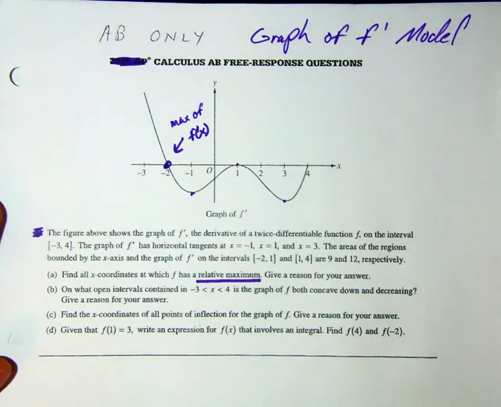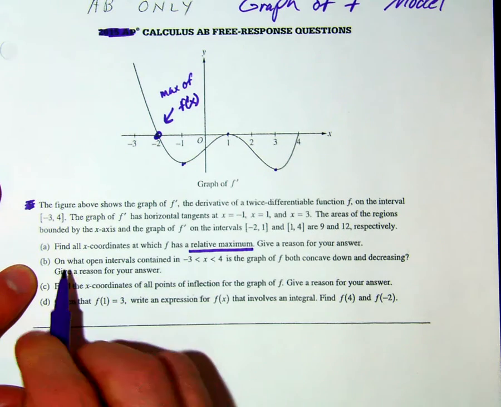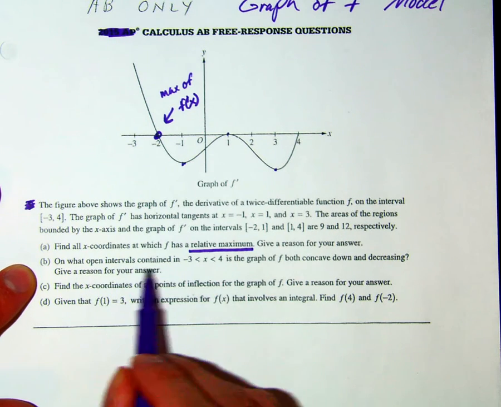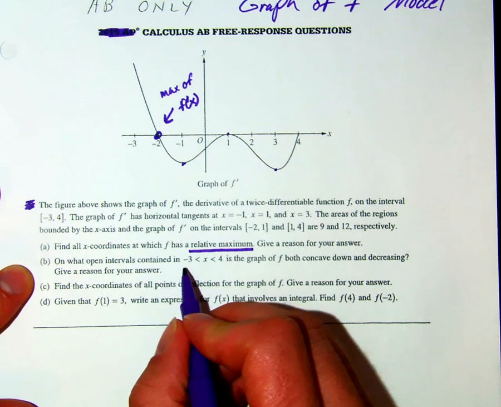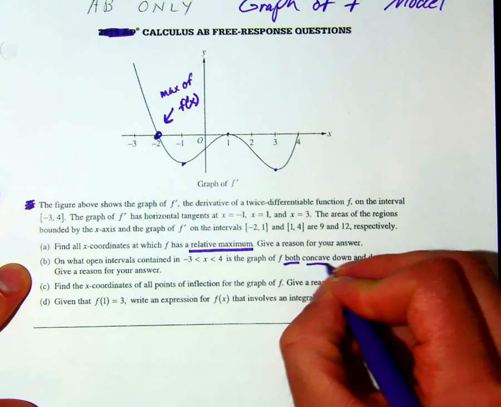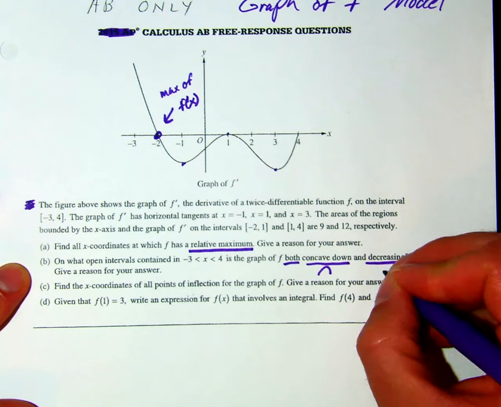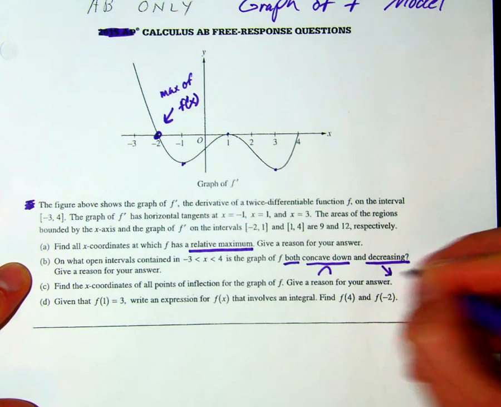All right, team, I am back with Part B. Part B asks, on what open intervals contained between -3 and 4 is the graph both concave down and decreasing? So concave down and decreasing. This is another fun chart problem.